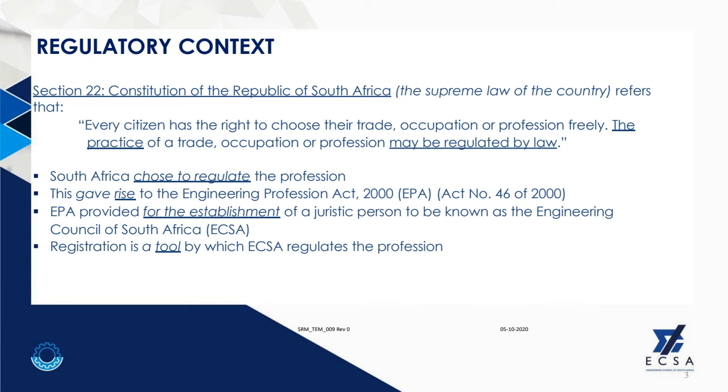And then council appoints the CEO, CEO appoints staff. So when you talk of council, we refer to the 50 council members appointed by the Ministry of Public Works and Infrastructure. Then registration is a tool by which ECSA regulates the profession. We came down from what the constitution is saying and we broke it down. So ECSA uses registration to now regulate the profession.